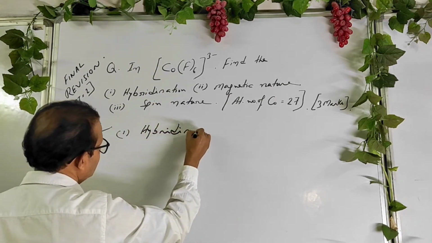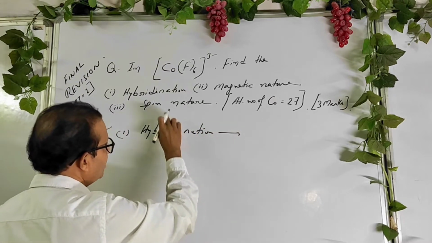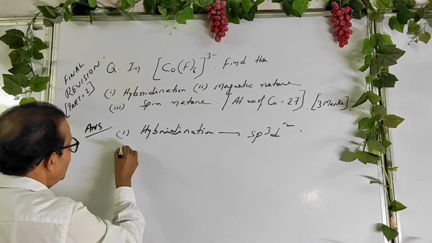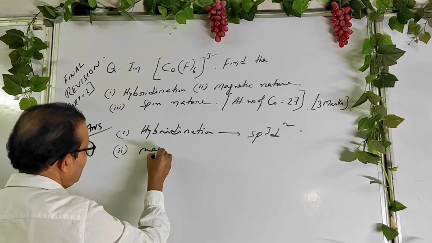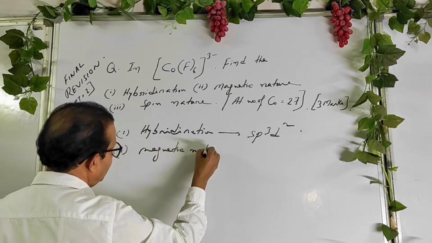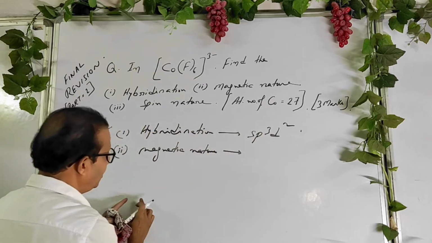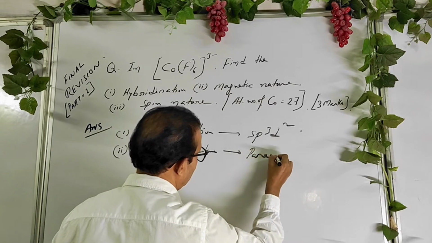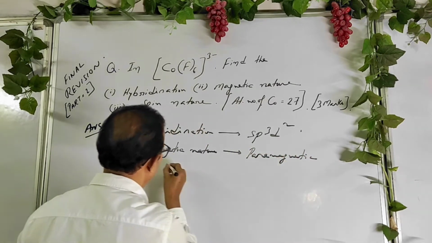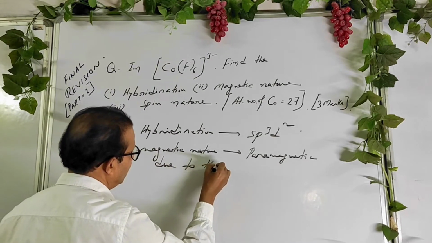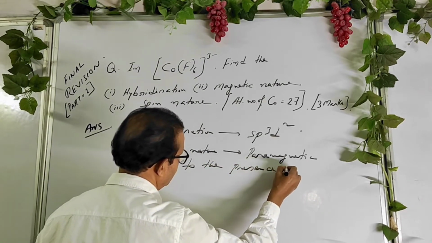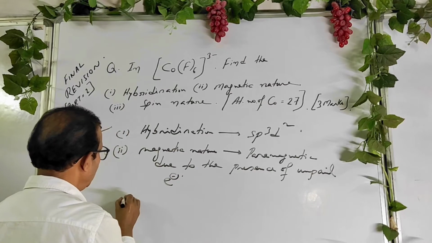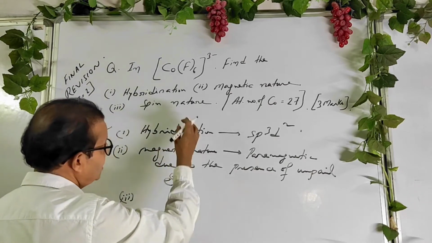The hybridization is actually hybridization at the central atom, okay? sp3d2. Next, magnetic nature. Remember it, magnetic nature means whether it is paramagnetic or diamagnetic. I have already told you there are 4 unpaired electrons, so it is paramagnetic, due to the presence of unpaired electrons. And the third one, spin nature.